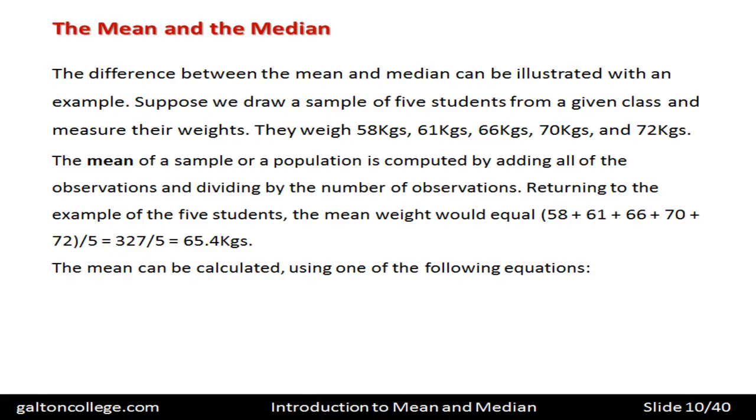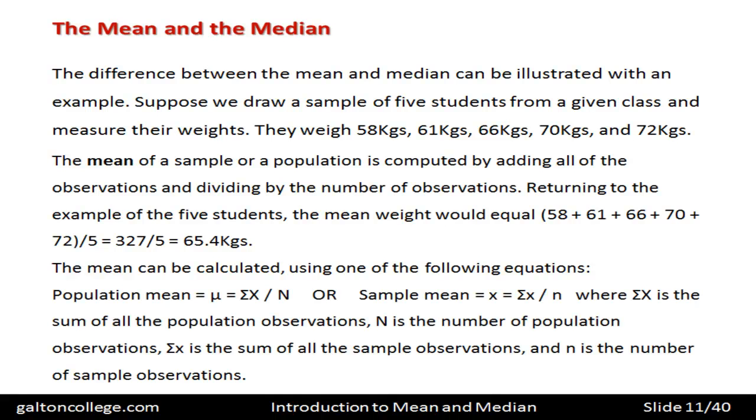The mean can be calculated using one of the following equations. For a population, we talk about mu. Mu is the Greek letter for the average. So mu is equal to the sum of x, sigma x, divided by n. Or if we're talking about a sample, we talk about x bar. The sample mean is x bar, which is equal to the sum of x divided by n. N is, in this case, a small n because it's a sample size.